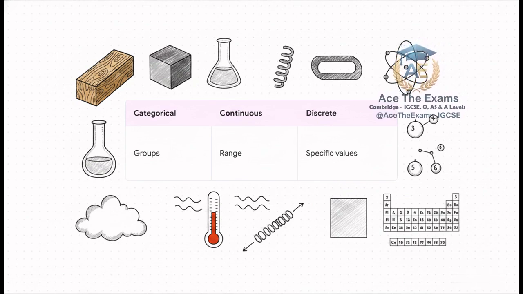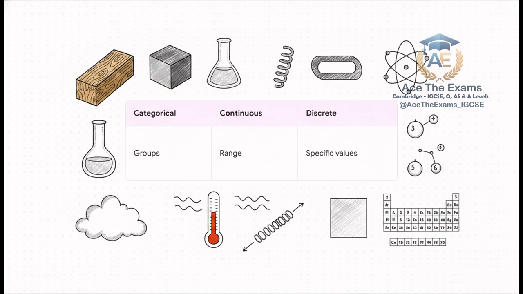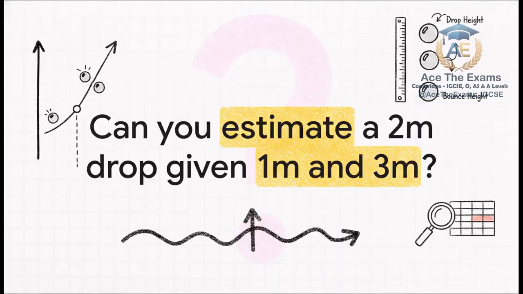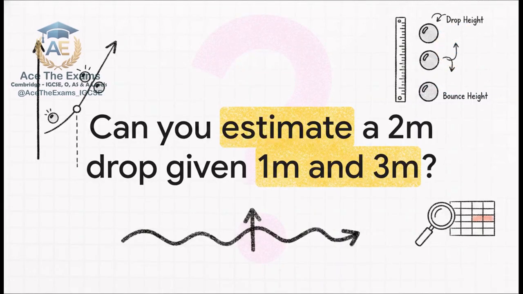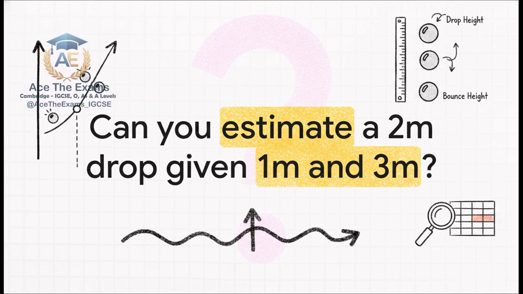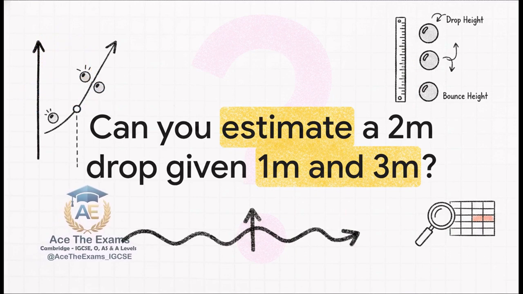Finally, discrete data. This is more like a light switch. It can only take certain specific values, usually whole numbers. For example, the number of protons in an atom. You can only ever have whole numbers. There's literally no such thing as half a proton. All right, let's test this with a quick spot the logic challenge. Imagine you're doing a bouncing ball experiment. Could you estimate the dependent variable for a drop height of 2 meters if you already know the bounce height at 1 meter and at 3 meters?